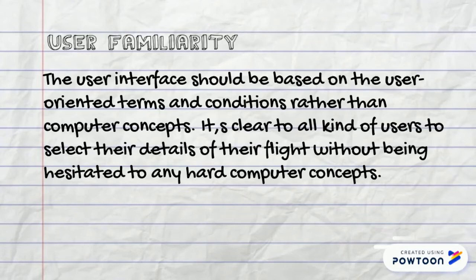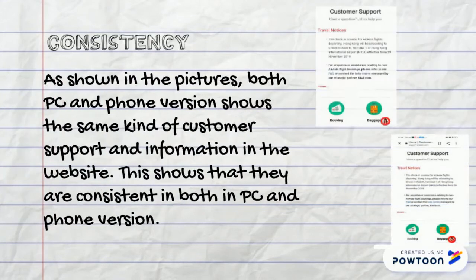As for the second user interface design principle, we use consistency. As shown in the pictures, both the PC and phone versions show the same kind of customer support and information in the website. This shows that they are consistent in both PC and phone versions.